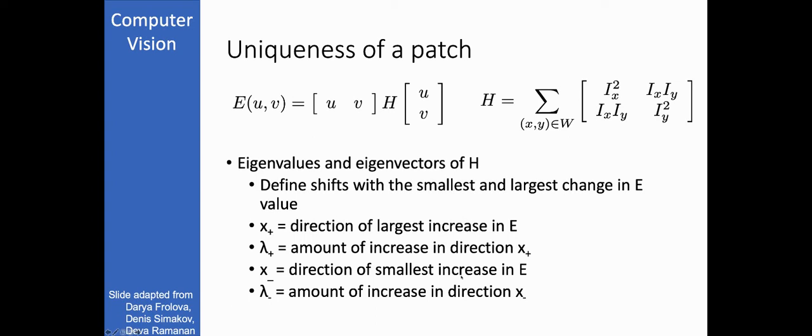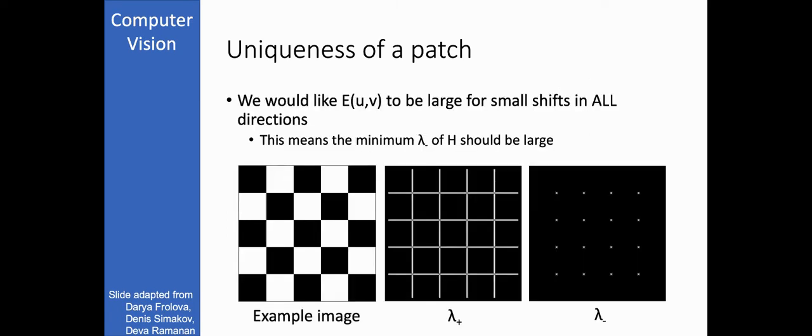Similarly, the direction of smallest increase in E will correspond to the eigenvector, and the corresponding eigenvalue will give me the amount of increase in the direction of x minus. So by simply examining the eigenvalues and eigenvectors of the structure tensor, I get an idea of which directions lead to the largest change in intensity patterns and which direction leads to the smallest change in intensity patterns. Let's look at it in a very small example.